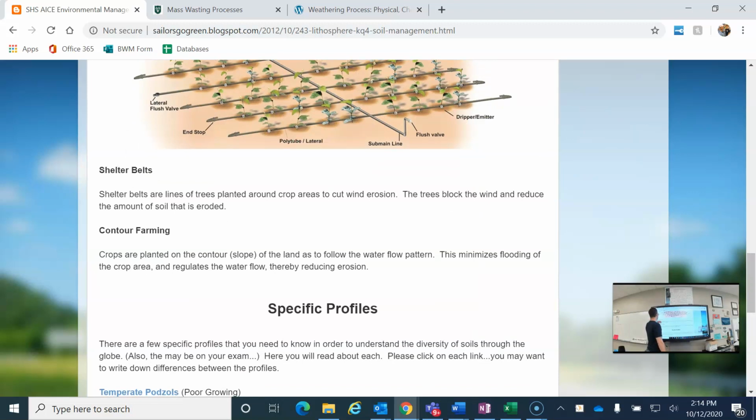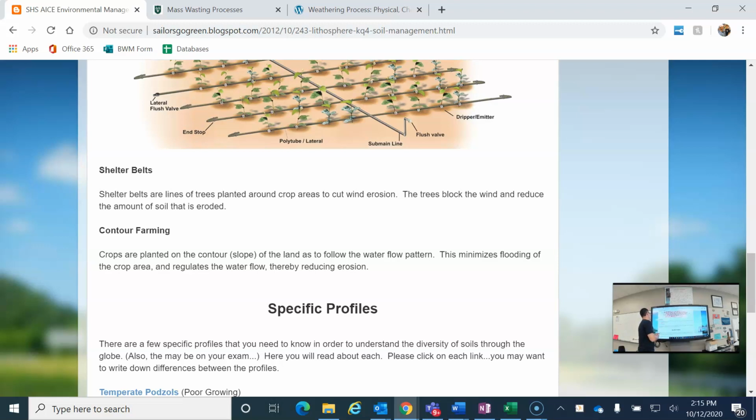Shelter belts. Shelter belts are lines of planted trees that are planted around crop areas to cut wind erosion. So basically, there's a farm, and I'm going to plant a row of trees because a lot of wind is coming up here and blowing away all of my dirt or my soil. So a shelter belt would be a belt of trees that's preventing the wind erosion.